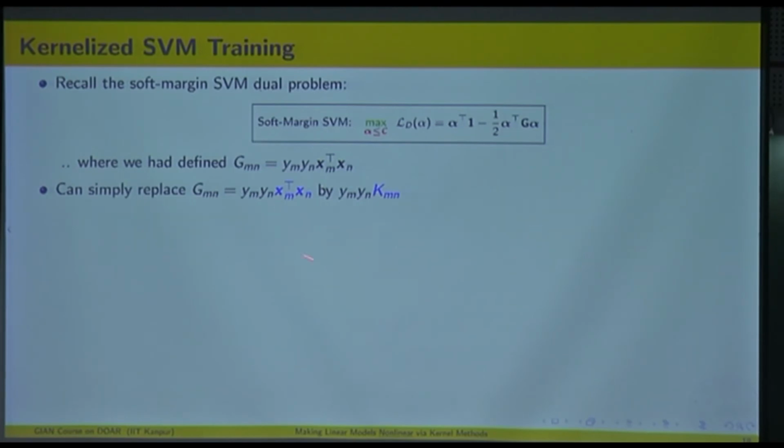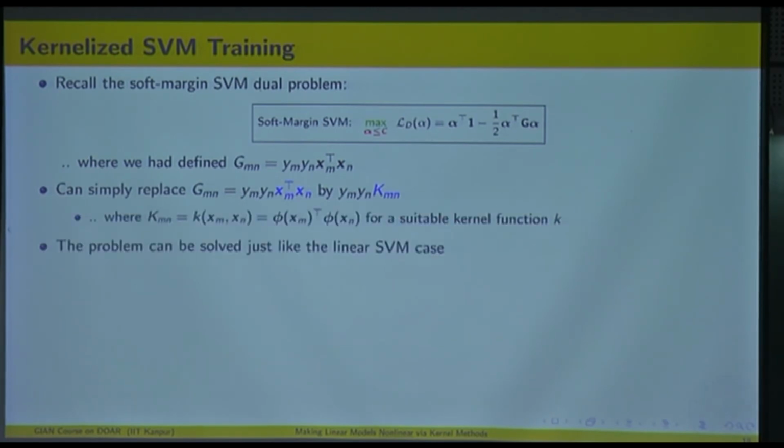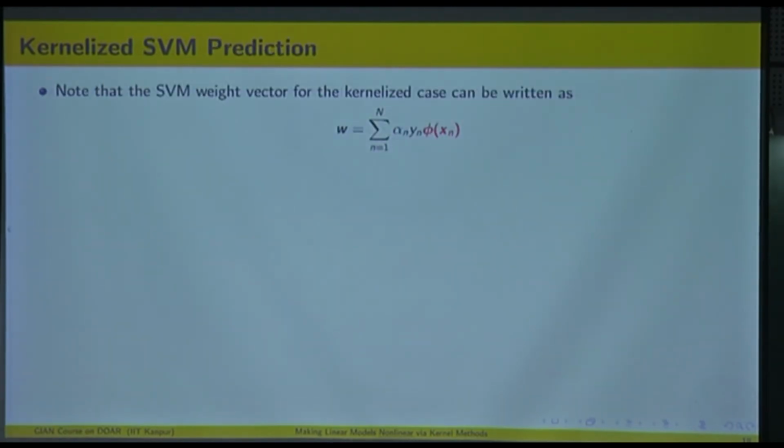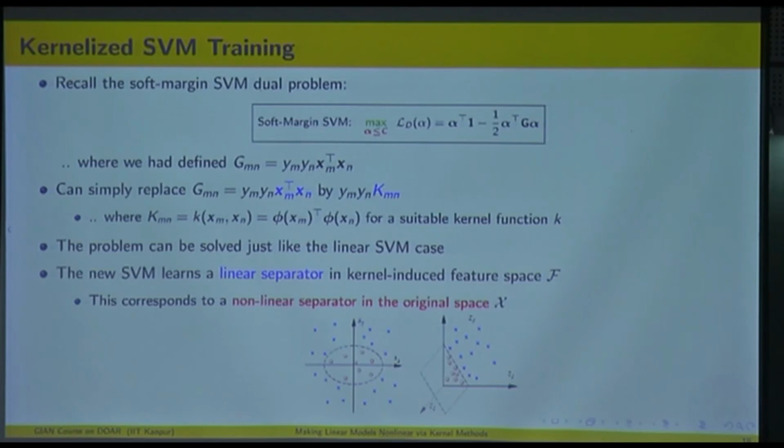So that's what I was talking about. Simply replace this term by the corresponding term where each inner product is replaced by the kernel evaluation. And then you have to do nothing new in order to solve the problem. You will solve it exactly the same way as you would solve the linear SVM problem. It's just that the definition of the G matrix has changed slightly. As I mentioned in the beginning, if your original SVM solves a linear problem, you can now use it to solve nonlinear classification problems. So this is what SVMs are.